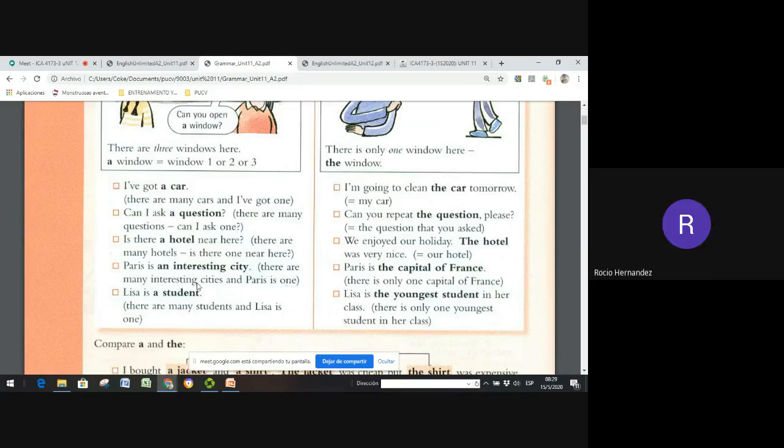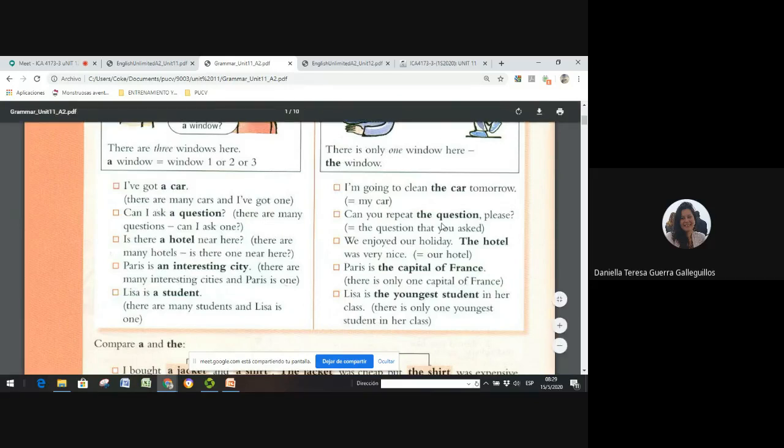Paris is an interesting city. That's right. And remember, it's an because it starts with a vowel sound. There are many interesting cities, and Paris is one of them. And finally, Lisa is a student. Thank you, Rocio. There are many students, and Lisa is one of them. So as you can see, a is used for saying one, or an.